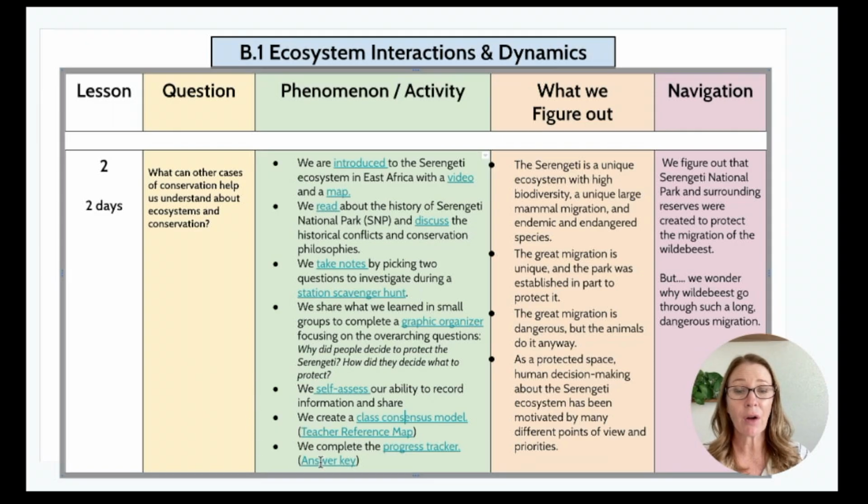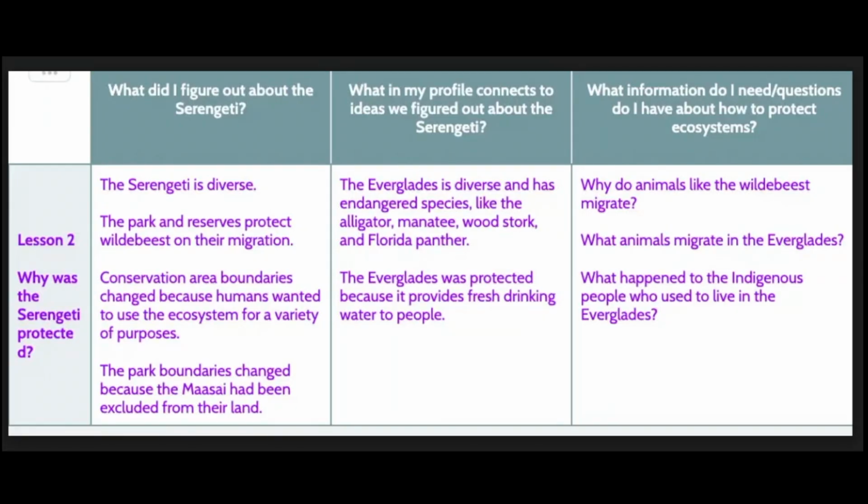And then we're going to complete our progress tracker. And this is an answer key for you to complete the progress tracker. There's two ways that teachers do this. One is when you're teaching students how to use a progress tracker, you might do this under a doc cam, and then you ask questions and you get answers and you fill it out together, and they copy what you have talked about and what you're writing under the doc cam.